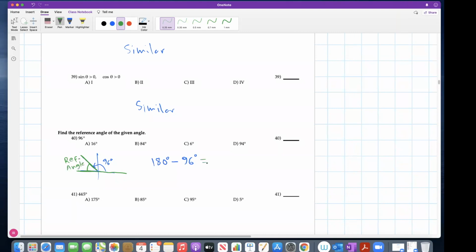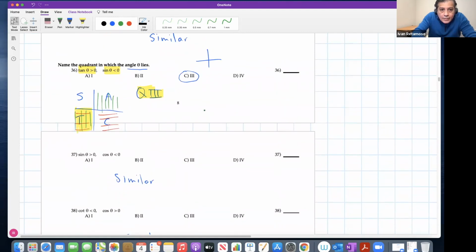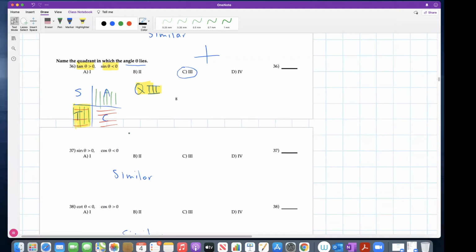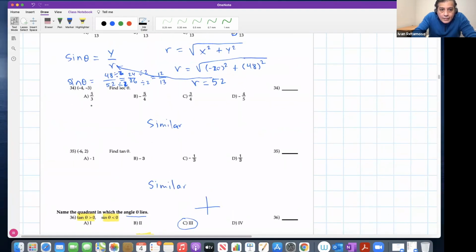Professor, yes, go ahead. I think I missed it, but did you say to use All Students Take Calculus for the previous one? For this guy? Actually even 34. Oh, 34. For that, for example, would you use All Students Take Calculus? No, like here, since the coordinates are given, all you need is really the definition.